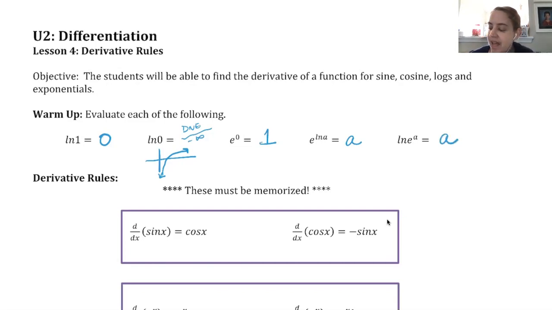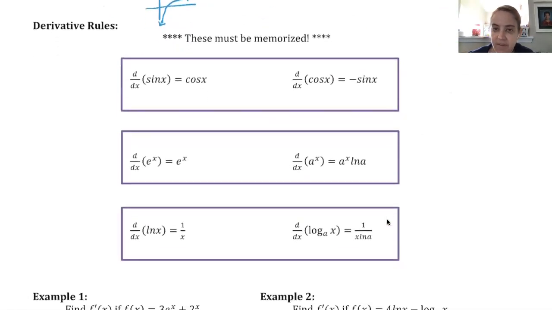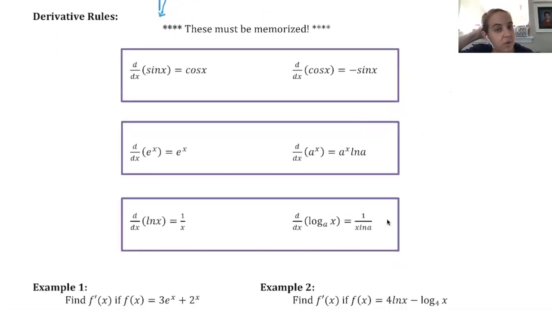Now, derivatives. I'm not going to show you where these come from. If you really want to know, you can look them up on YouTube. There are many videos about it. But the derivative of sine will become cosine. The derivative of cosine will become negative sine. The derivative of e to the x is e to the x. The derivative of a to the x is a to the x ln of a. The derivative of natural log of x is 1 over x. The derivative of log base a of x is 1 over x ln of a.